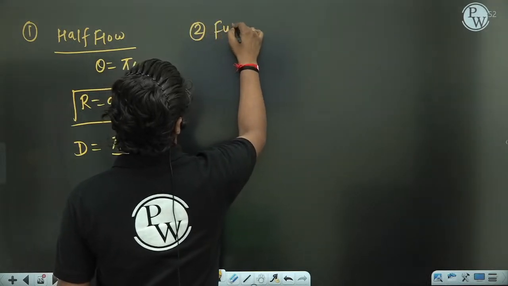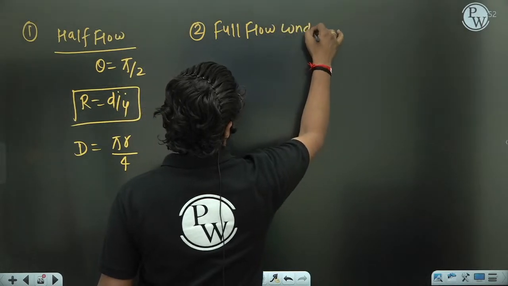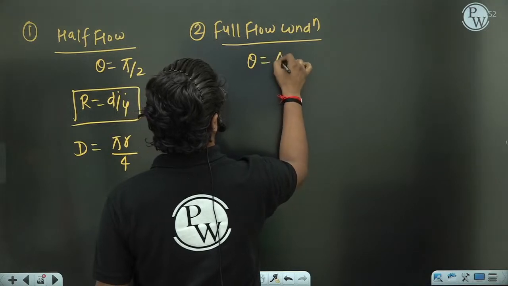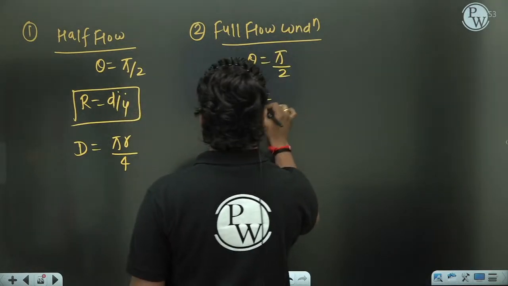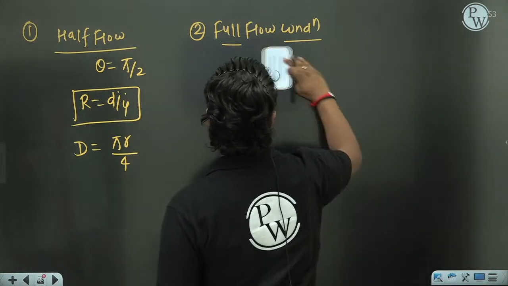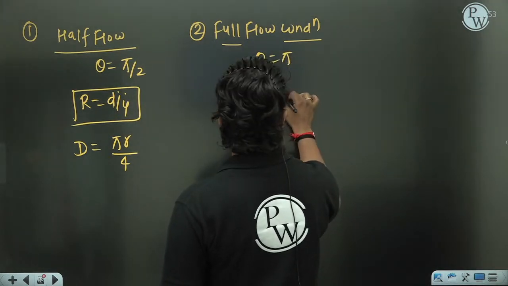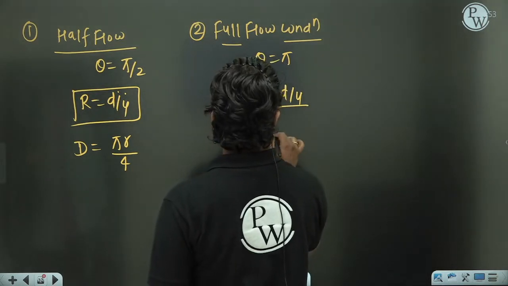For full flow condition, theta will be pi, not pi by 2. R will be equal to again d by 4 only. Same as you are getting in half flow. And D will be infinity.